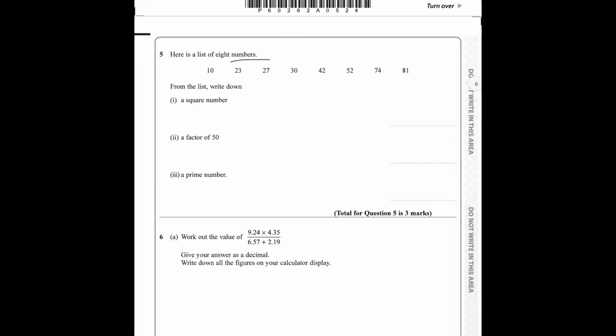Hopefully that's understood. There is a list of 8 numbers. You have to know which one is a square number. So the square number here is most probably going to be 81. You can just square root each number until you get a whole number, since a calculator is allowed. So it's going to be 81 since it follows the condition. Factor of 50, it's 10 because it's divisible. A prime number is something that is divisible only by itself and 1, which is 23. All the other numbers have times tables in them.